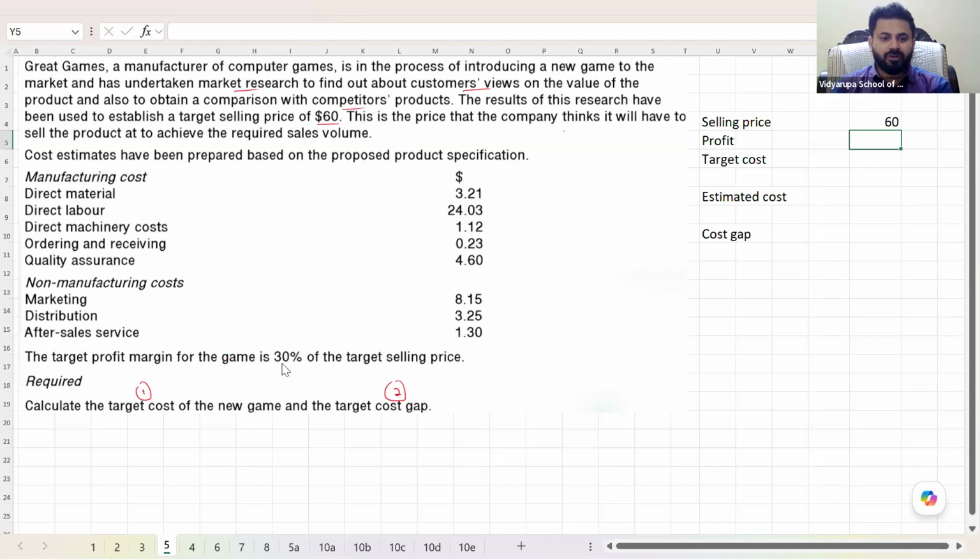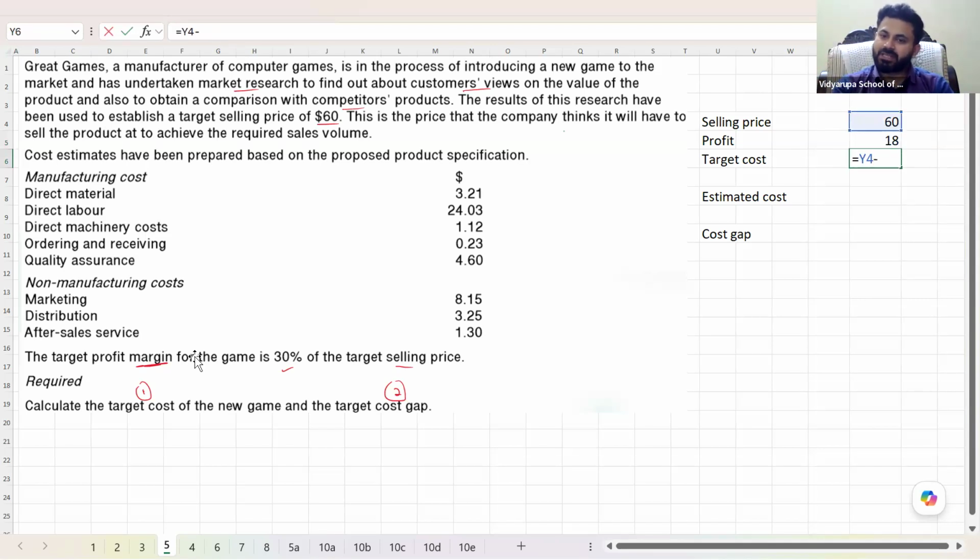And they are looking for a profit of how much? 30% on the selling price. So it's not markup, because the question clearly says the percentage is on the selling price. It's very clear here as well. The term used is margin. So what will you do? 60 into 30%, 60 into 0.3. 30% should be the profit. 18. So how do we determine the target cost?